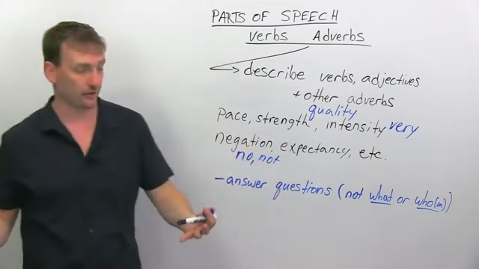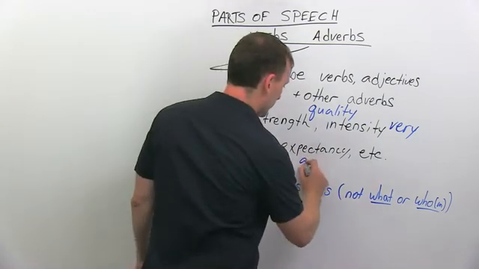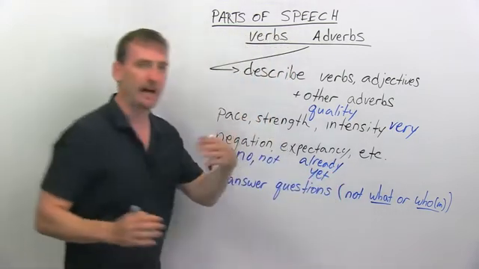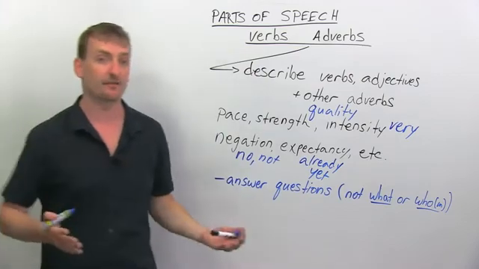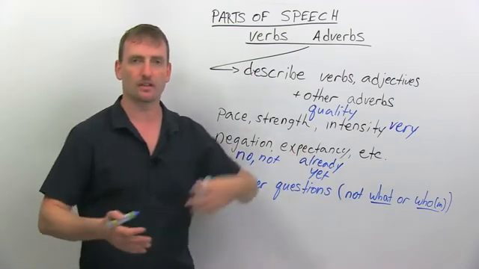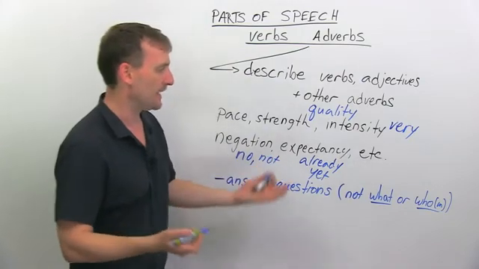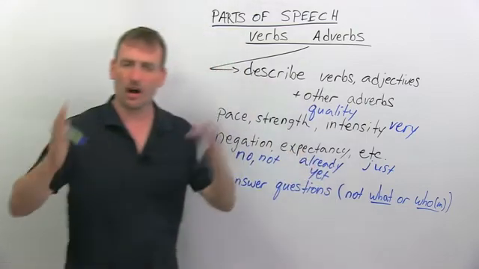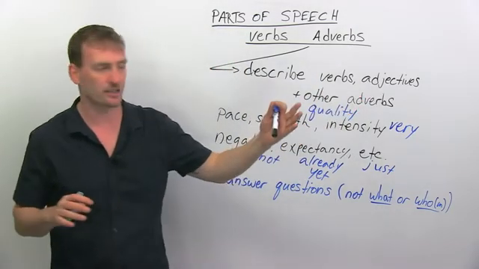Negation, like no or not. These are actually adverbs. Expectancy or expectation. For example, already and yet. I haven't done it yet. I have already done it. These are adverbs. They tell you about expectation, about something that's already happened, something that hasn't happened. It could be about time. For example, I just finished. So lots of different ways to describe verbs, lots of different ways to describe adjectives.